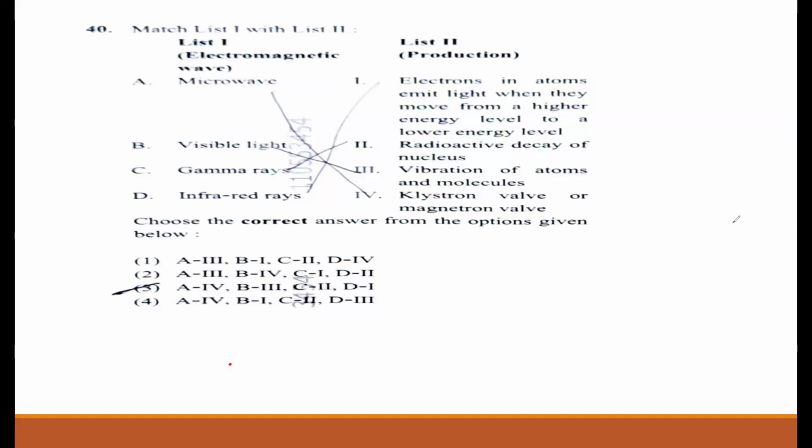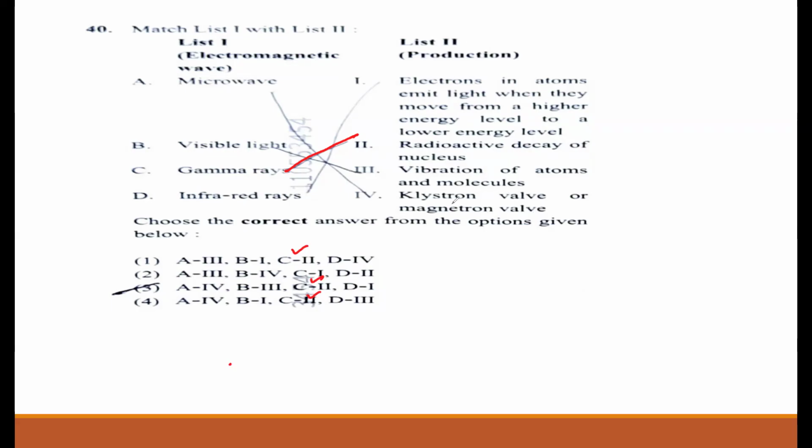Coming to question number 40, again you have another matrix match question here. So it is showing a microwave. First, you just check with the other waves. Radioactive decay, so that directly you can write as gamma rays. That we have marked as C2. C2, we have three options. But you go to microwaves, now we'll check.